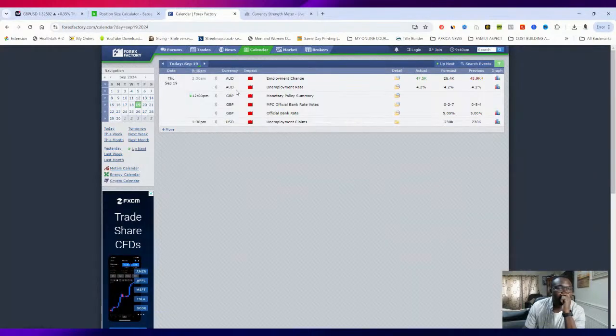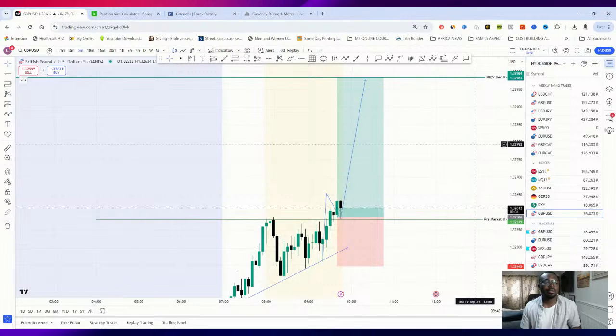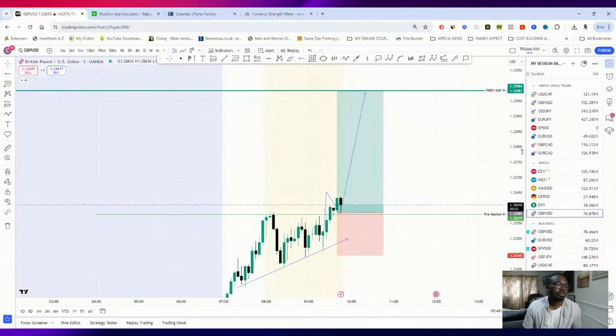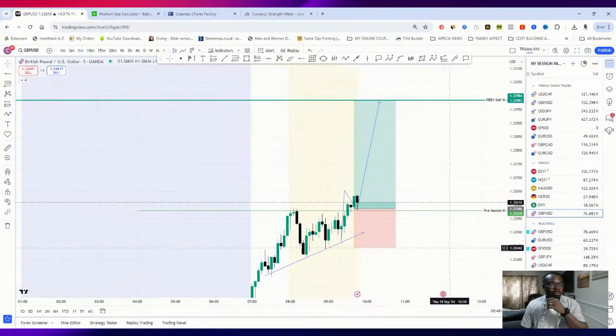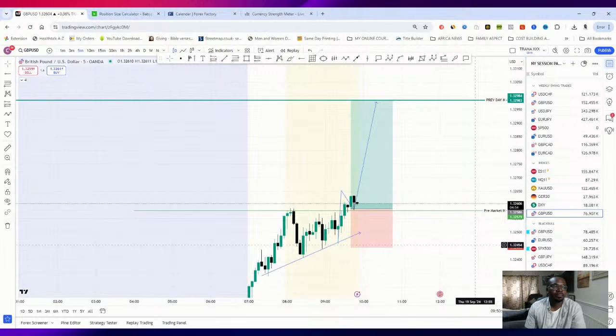We're having 12 p.m. monetary policy, and then at 1:30 we have unemployment claims. But apart from that, we should be good to rally up, hopefully before the news.